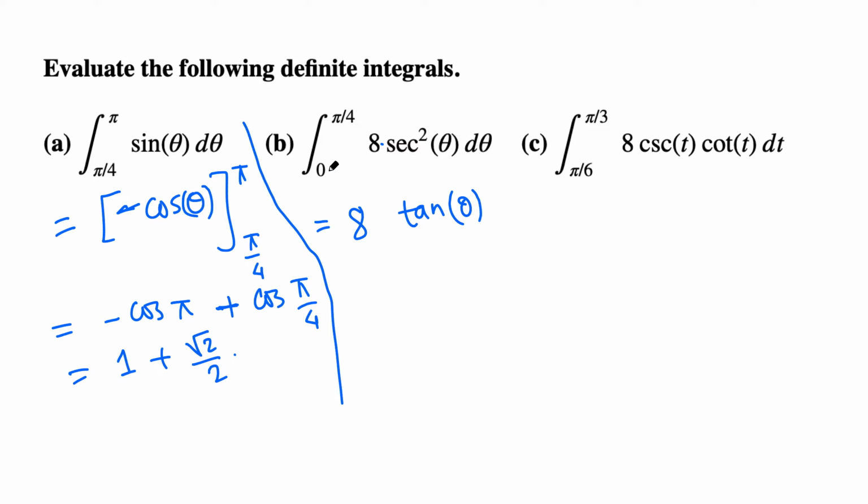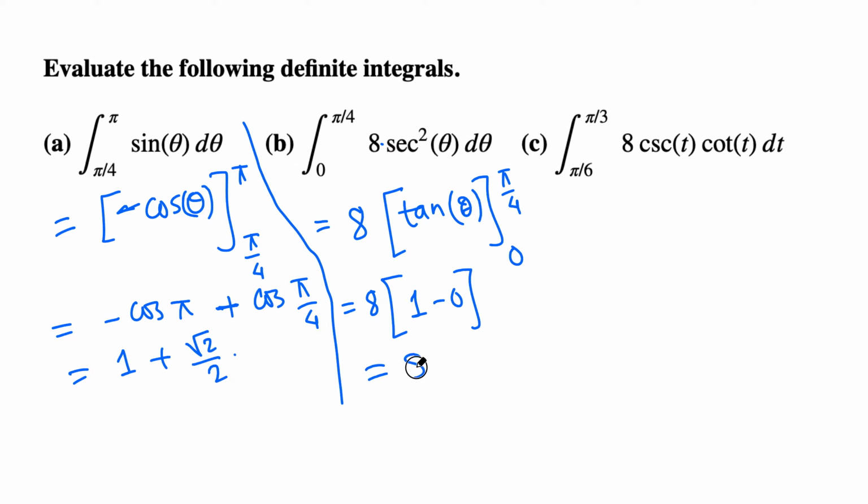Okay, now we have to evaluate from 0 to pi over 4 everything, or just tangent. Same thing, 0 to pi over 4, 8 is outside. Now we replace theta by the upper limit, so tangent pi over 4. And instead of writing tangent pi over 4, I'm going to use the values. We know that tangent pi over 4, that's tangent 45 degrees, is 1, minus, plug in 0, tangent 0, that is 0. 1 minus 0 is 1, 8 times 1 is 8, final.